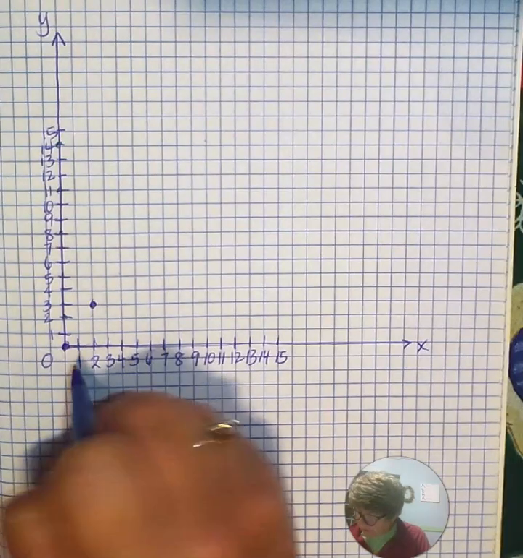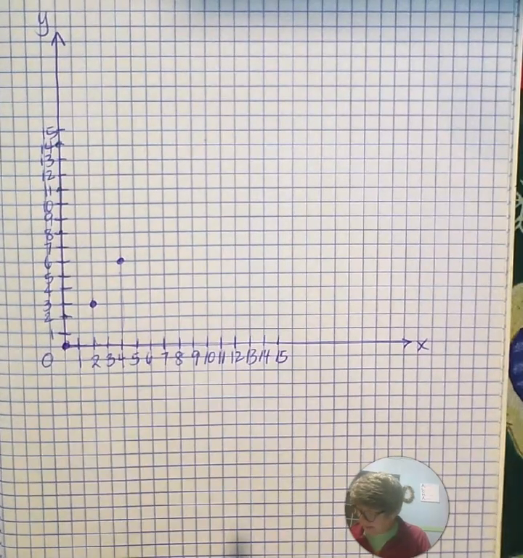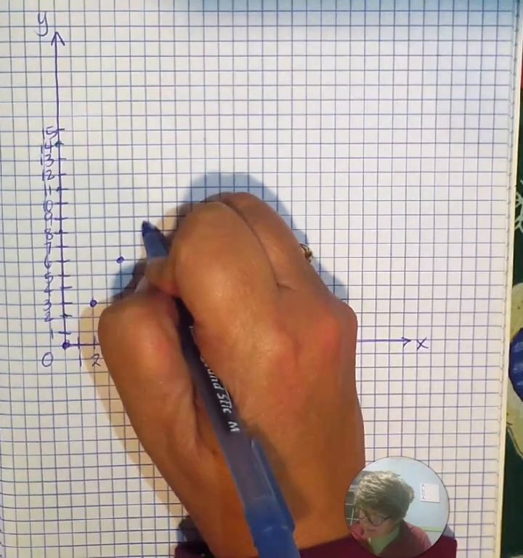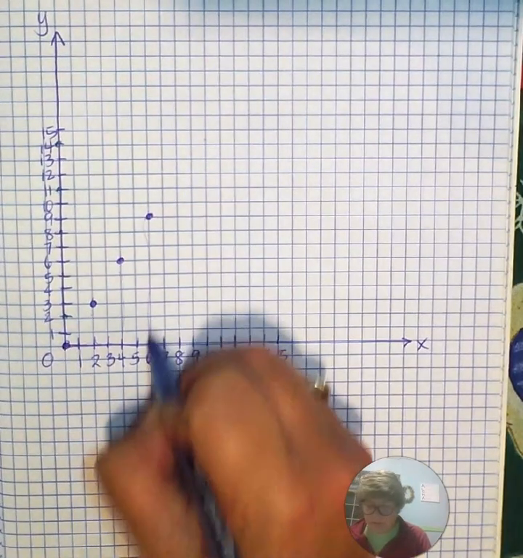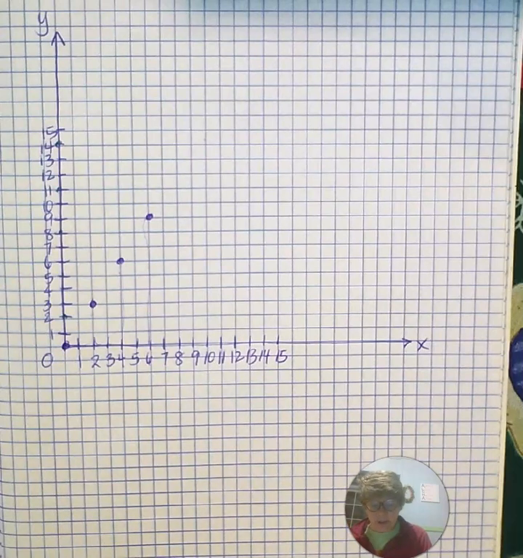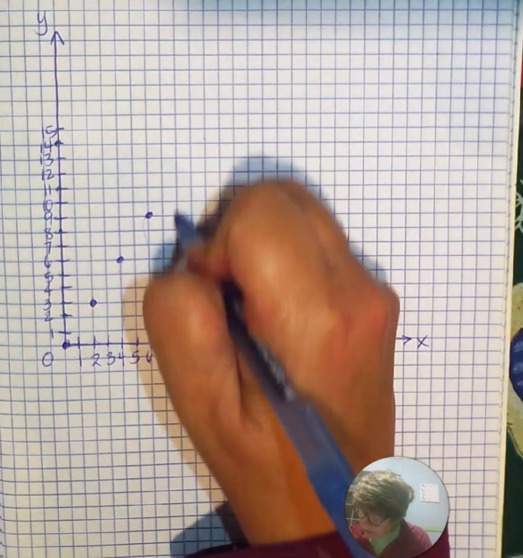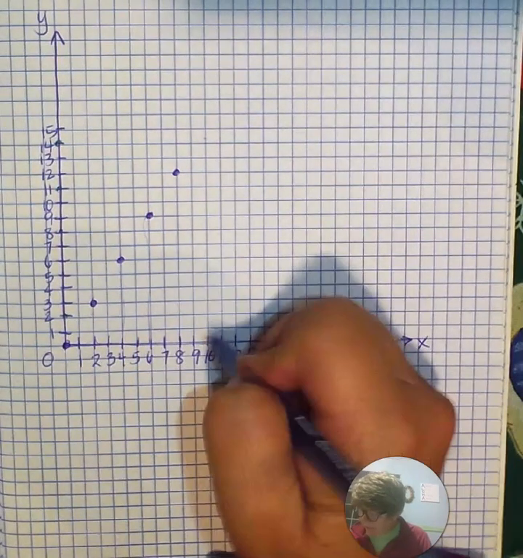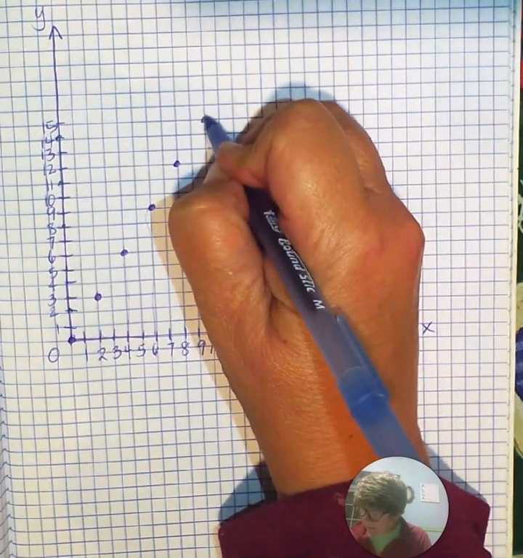And then 4, 6, and 6, 9, double checking, making sure that we're on the right lines, our lines aren't getting all crossed in our brain, and 8, 12, very good, and 10, 15, all right.